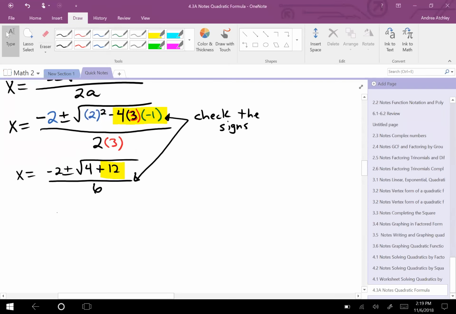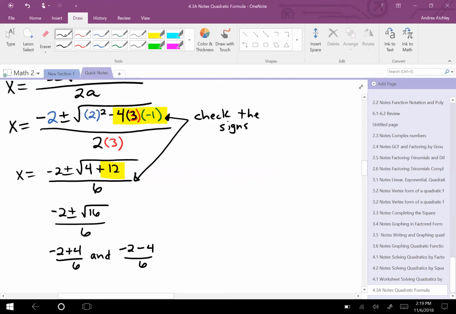Then I keep simplifying. I get negative 2 plus or minus the square root of 4 plus 12 is 16, all over 6. From there, I keep going. Do I know the square root of 16? 4. So it's going to be negative 2 plus 4 over 6 and negative 2 minus 4 all over 6.